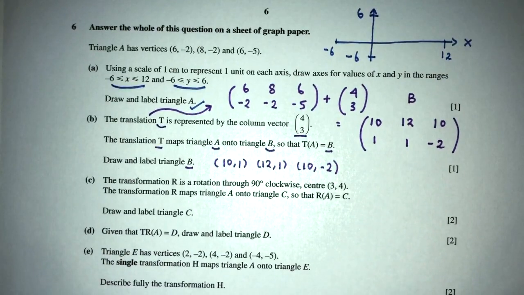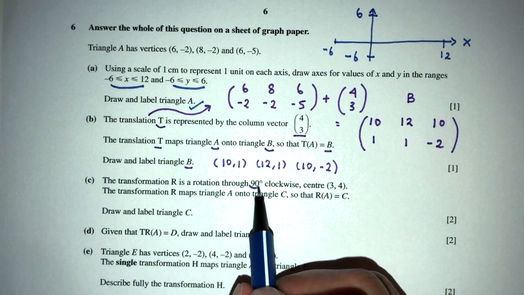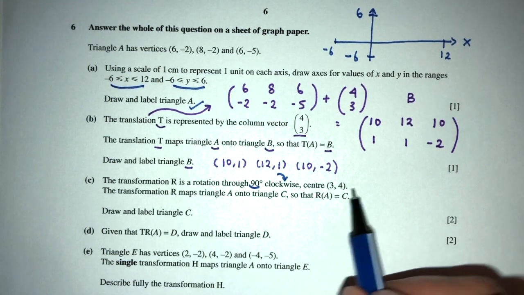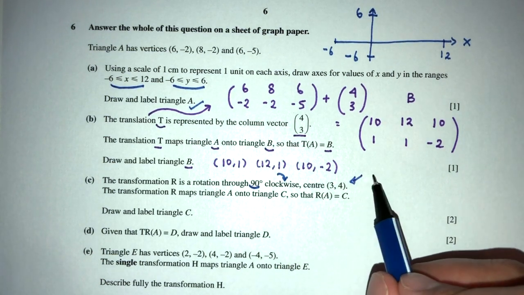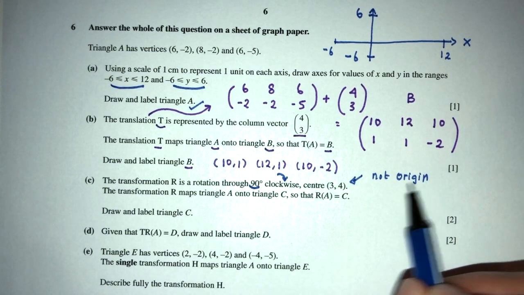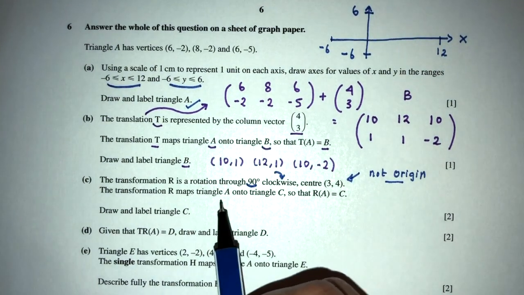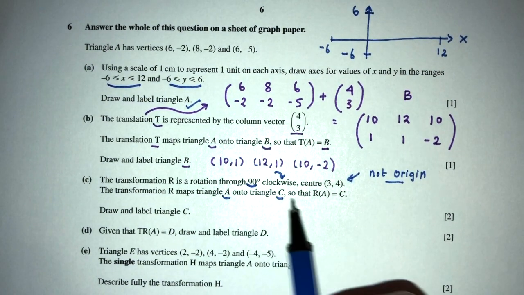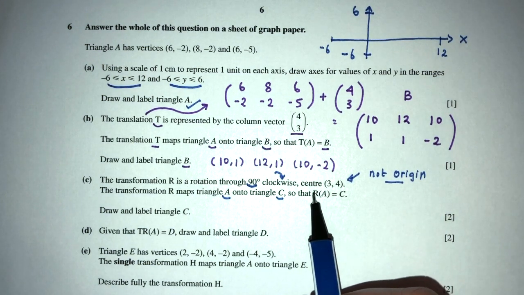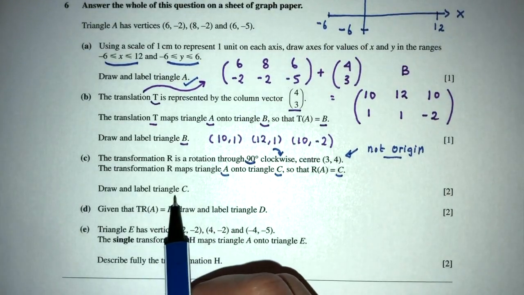Now for part C, the transformation R is a rotation through 90 degrees clockwise, which is in this direction, about the center (3, 4). Okay, so here the center is not the origin. That is something important. Now the transformation R maps A onto triangle C. So you can see we have A, we apply the transformation R onto A to get C. Now we have to find and draw the triangle C.